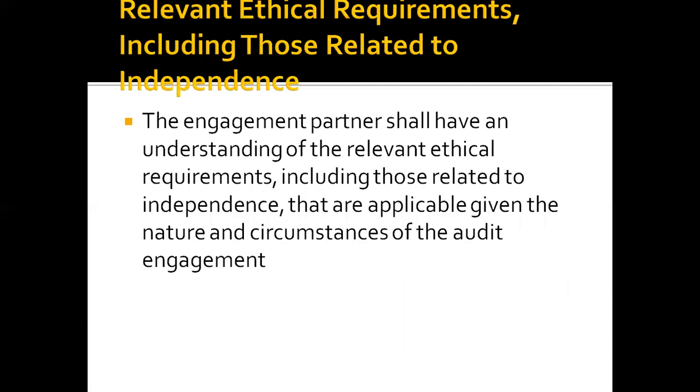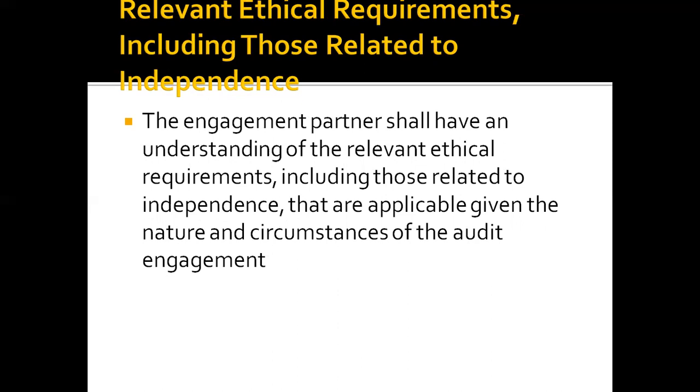Okay, relevant ethical requirements, including those related to independence. The engagement partner shall have an understanding of relevant ethical requirements, including those related to independence that are applicable given the nature and circumstances of the engagement. There is no audit without independence of the audit firm, without independence of the audit engagement team. And so the engagement partner needs to ensure that that independence requirement is met, and also the ethical requirements, right?